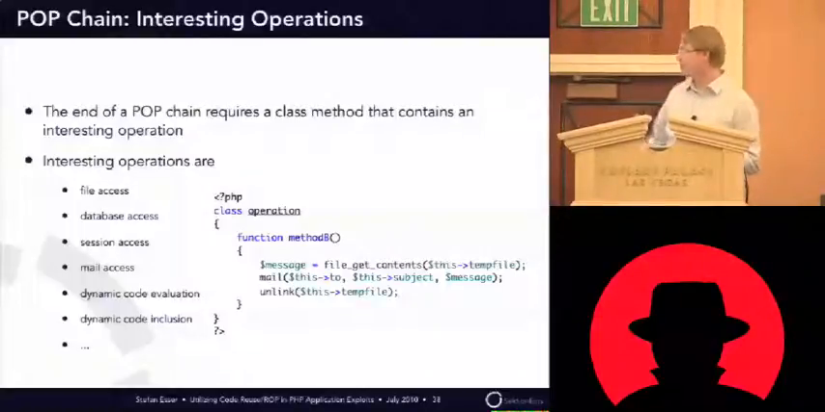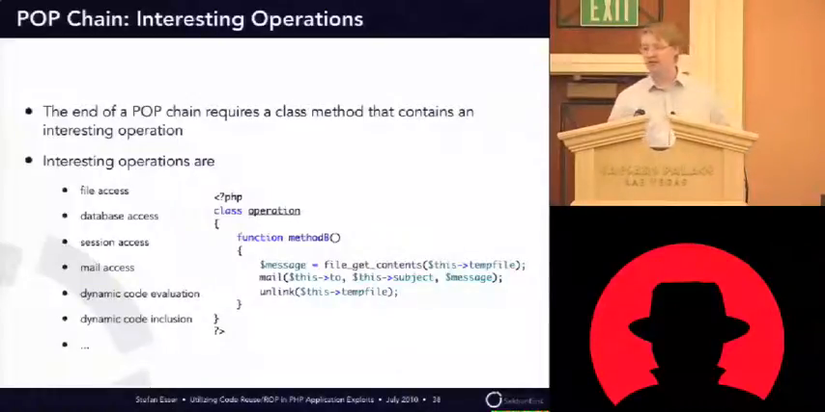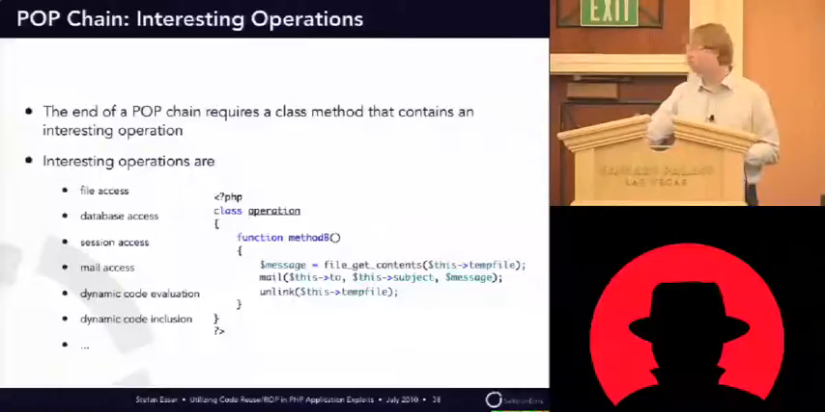So if you find this somewhere in the application, you can completely control what it does, because you have control of all the properties, and all the properties are required to do what you want. So you can choose any file, because you can set the temp file property. You can choose the to of the email, the subject of the email, and yeah, most of the time the files you want to steal are not writable anyway, so the unlink will just error.